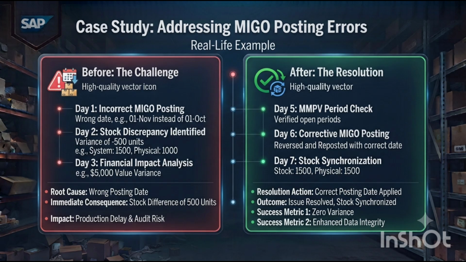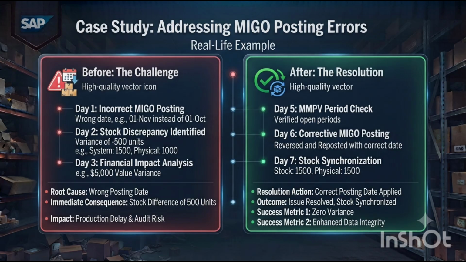A manufacturing client faced a 500 unit stock difference due to repeated wrong posting dates over 2 weeks. This affected production planning and caused delivery delays. Using the method we discussed, checking documents in MB51, reversing the incorrect postings, and reposting with correct dates and movement types, the issue was fully resolved within 1 working day.